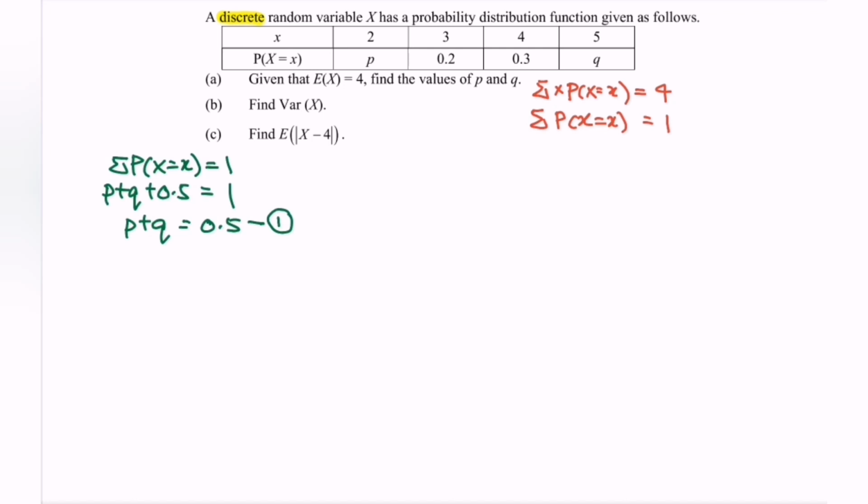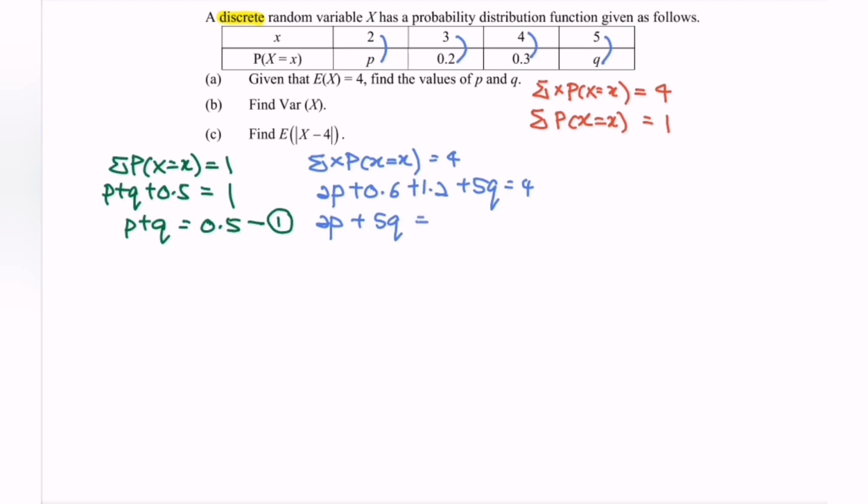Next, make use of the information where we have the summation of x multiplied with the probability equal to 4. So kindly multiply it out. Here we have 2p plus 0.6 plus 1.2 plus 5q equals 4. If we simplify, 2p plus 5q is equal to 4 minus 1.8, which is 2.2. That will be the second equation.